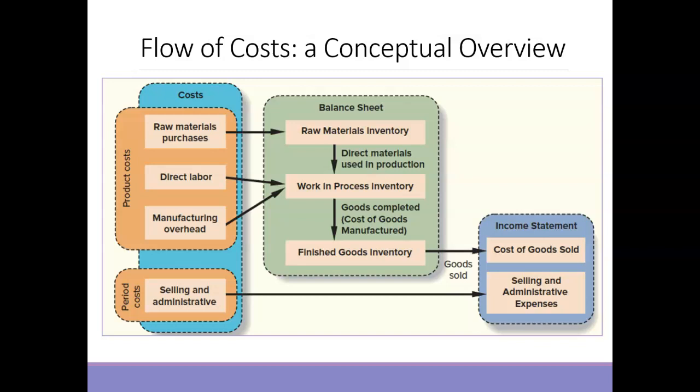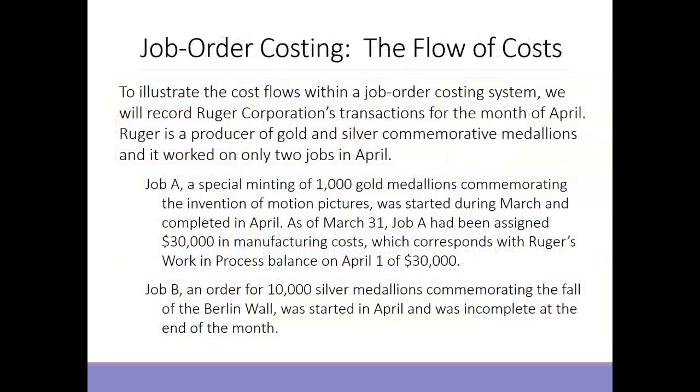Period costs consist of selling and administrative expenses. Those are what we call period costs. They are written off on the income statement in the period in which those expenses are incurred. They don't follow the products. They're not part of the product. They're part of the period. Okay? Selling and admin do not follow products.